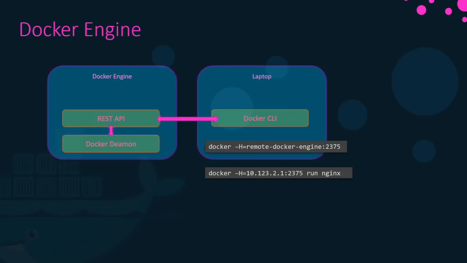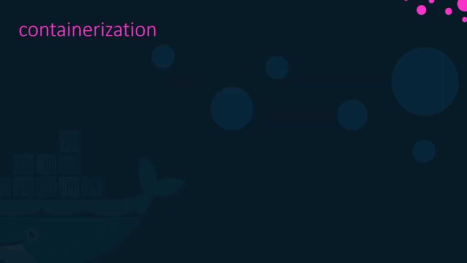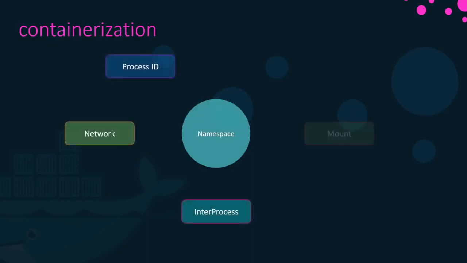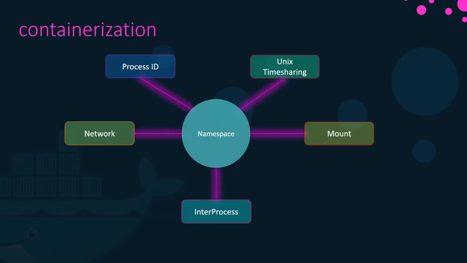Now let's try and understand how exactly our applications are containerized in Docker. How does it work under the hood? Docker uses namespaces to isolate workspace. Process IDs, network, inter-process communication, mounts, and Unix time-sharing systems are created in their own namespace, thereby providing isolation between containers.